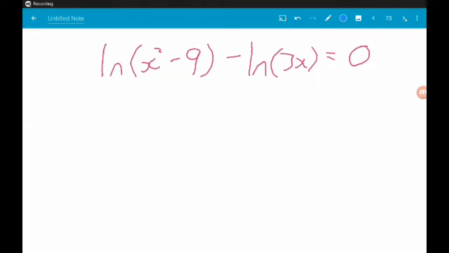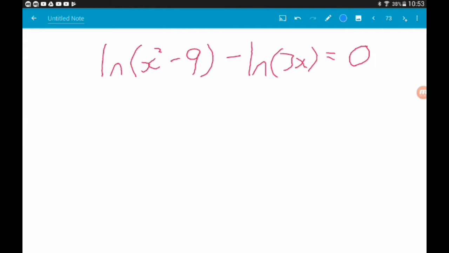Okay, last one for this video then. So we want to solve log of x squared minus 9 minus log of 3x is equal to 0. So the first thing we need to do here is combine the logs. They are both natural logarithms, so we can do that quite happily. Now, by the subtraction law, we divide the x squared minus 9 by 3x.